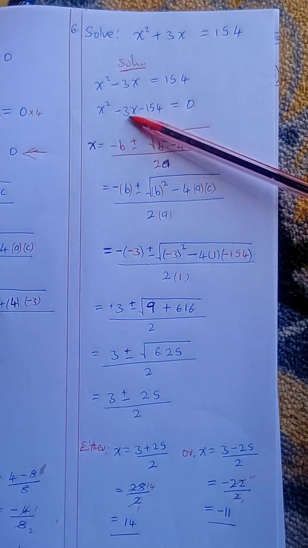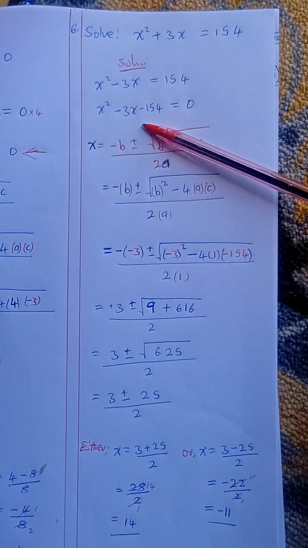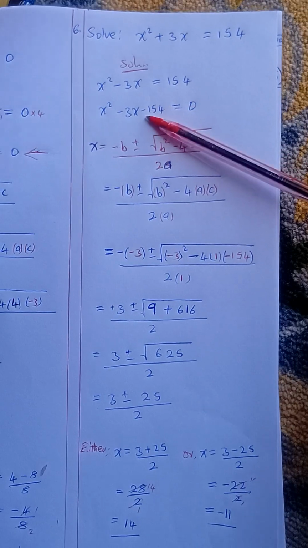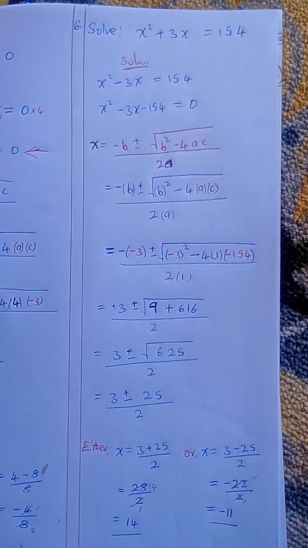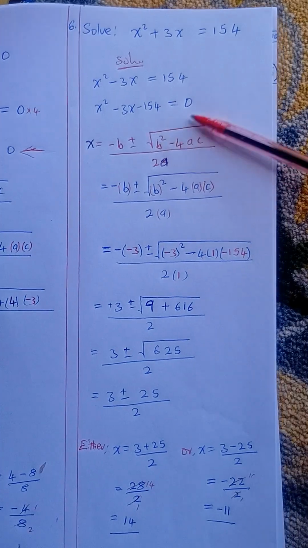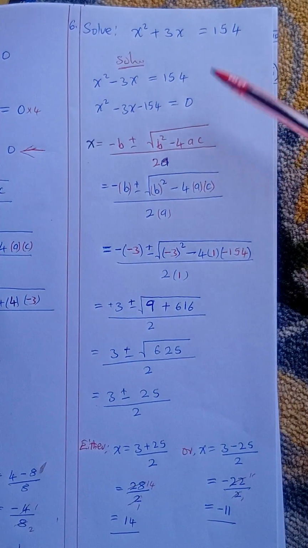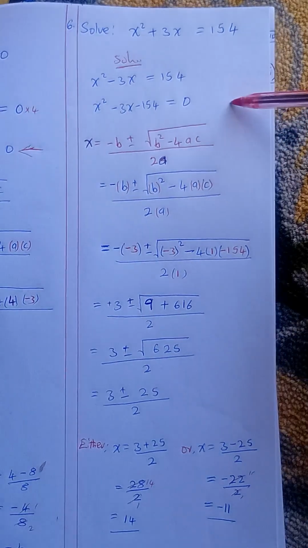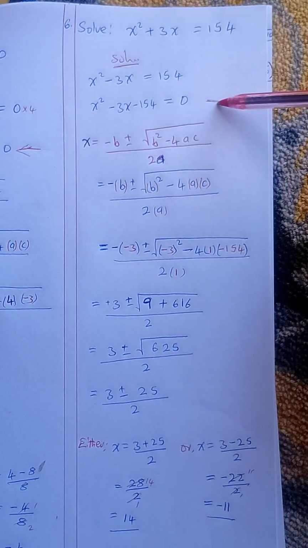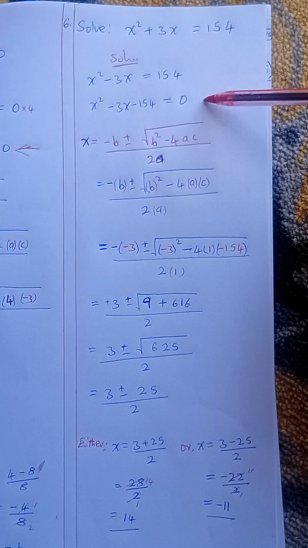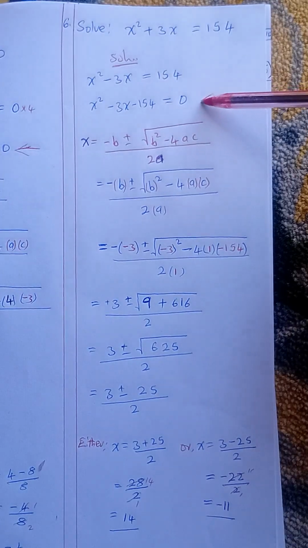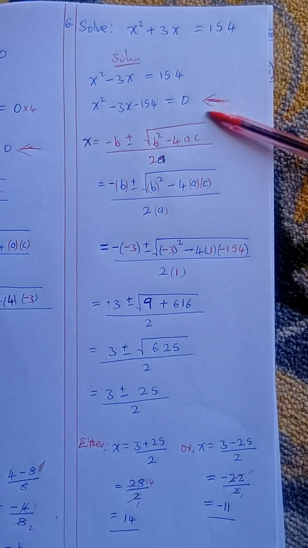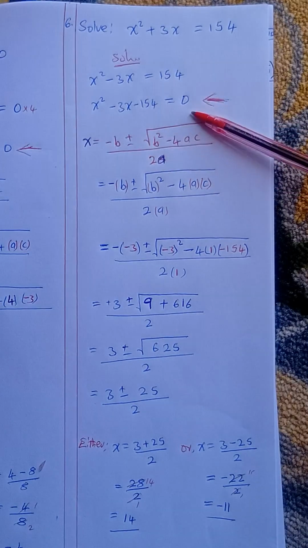Now, in the next step, here we have x squared minus 3x minus 154. And this 154, after going there, it becomes negative 154. And it must be equals to 0 because the other side will be remaining 0 when you rearrange. Now, it is this one that we are going to use to solve our quadratic equation by using the quadratic formula. So, let us go ahead now by applying the quadratic formula.